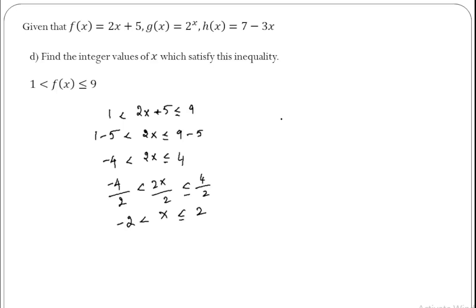Now we can draw the number line. Here minus 2, here minus 1, here 0, here 1, here 2. We have to include 2 because the equal sign is there. We don't include minus 2 because there is no equal sign below the less than sign. So what are the integers we have? Minus 1, 0, 1, 2. There are 4 integers that satisfy this inequality. Okay.